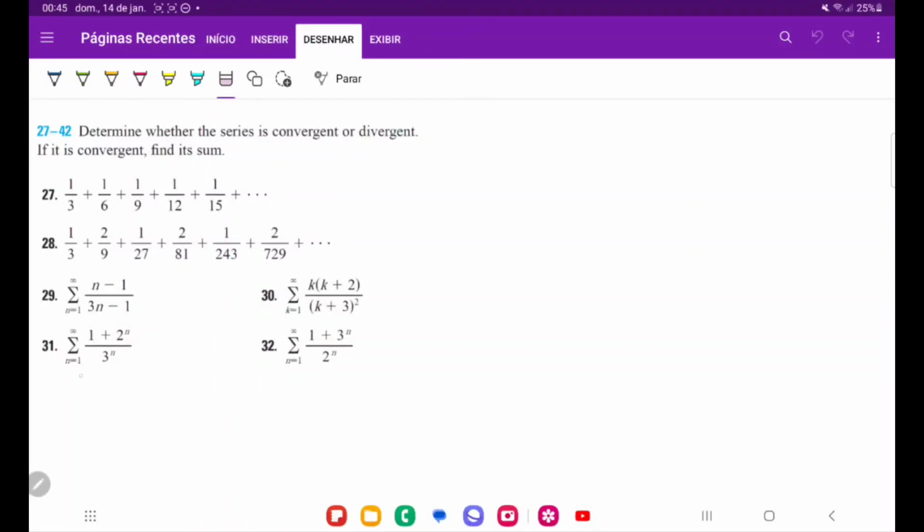So for 31, we want to see whether this series is convergent or divergent, and if it's convergent, we want to find its sum. So now the fact that we have an n in the exponent tells us that this may be a geometric series, right? But it doesn't quite look like a geometric series, so we're going to have to adjust it. So what I'm going to do here is I'm going to rewrite this. So from 1 to infinity of (1 plus 2 to the power of n) over 3^n.